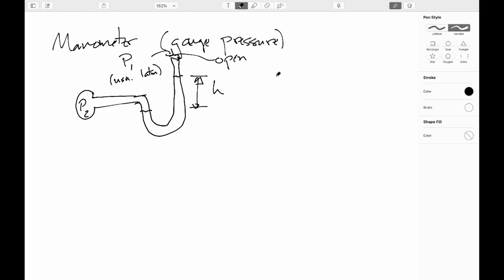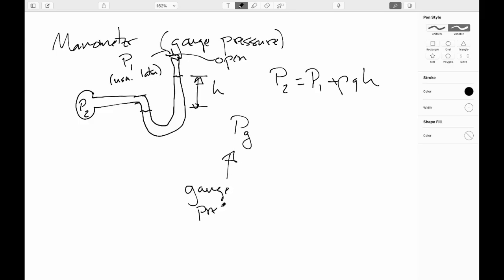And again, we can apply Pascal's law to say P2 equals P1 plus rho g H. But usually what you want to measure is just what we call the gauge pressure, which would be P2 minus P1, and just say that's rho g H. So this measures the difference in the pressure inside versus outside.